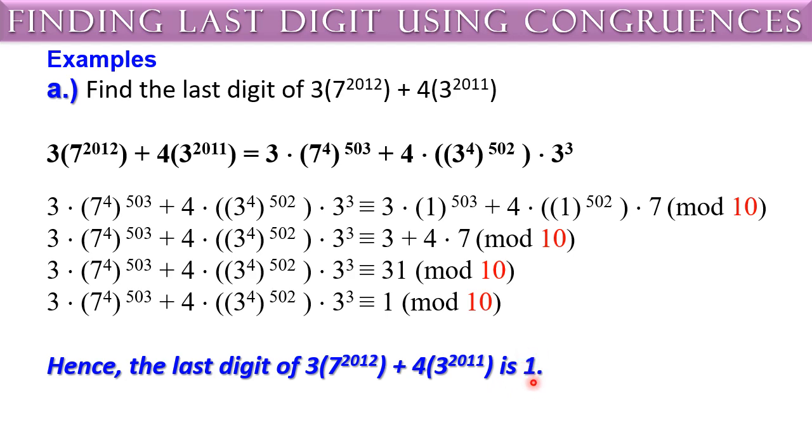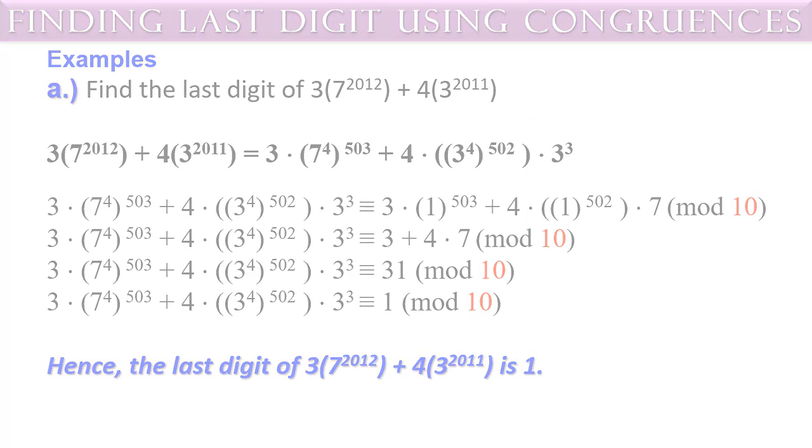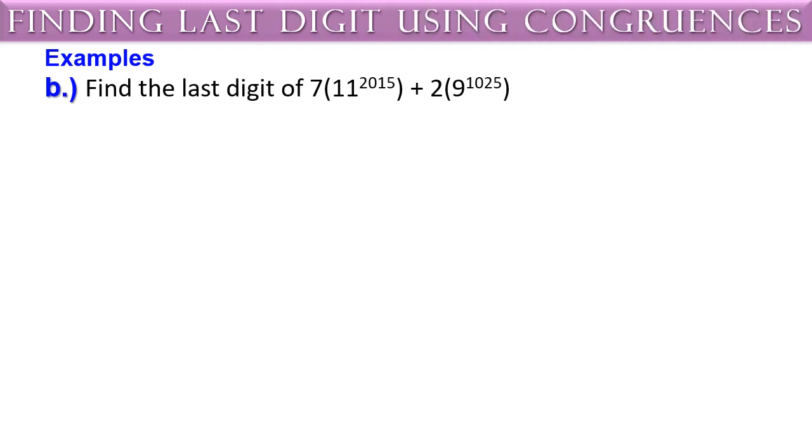Let's have another example. For our next example, we need to find the last digit of 7 times 11 raised to 2015 plus 2 times 9 raised to 1025. We are going to apply the same process wherein we are going to determine the cycle of base 11 and base 9 modulo 10 until we get a remainder of 1.